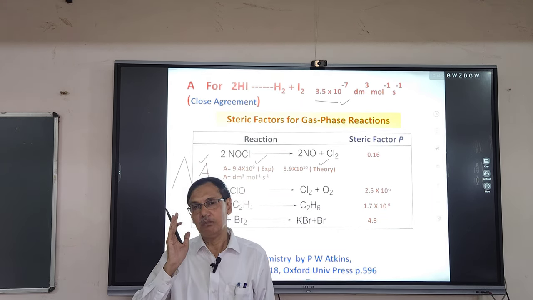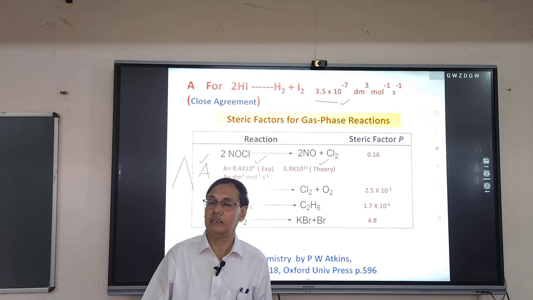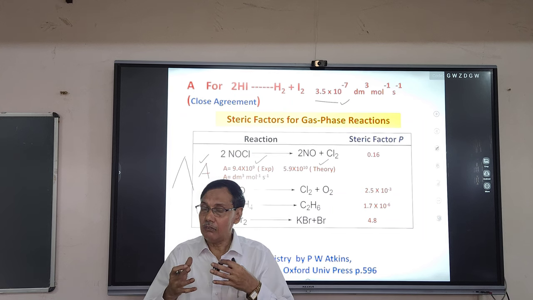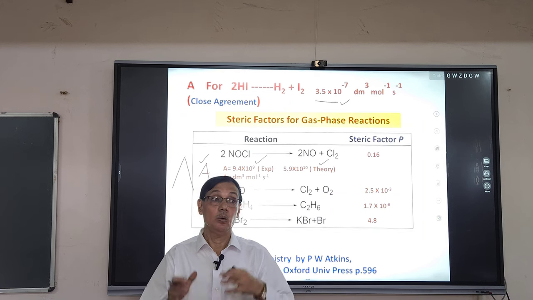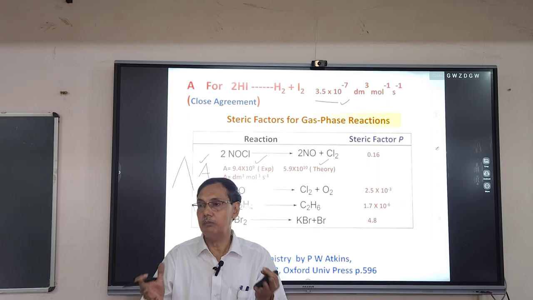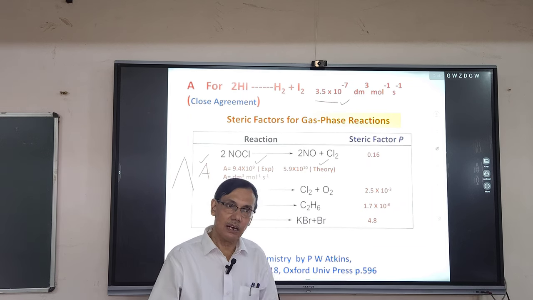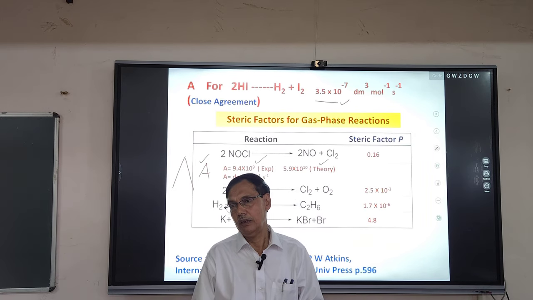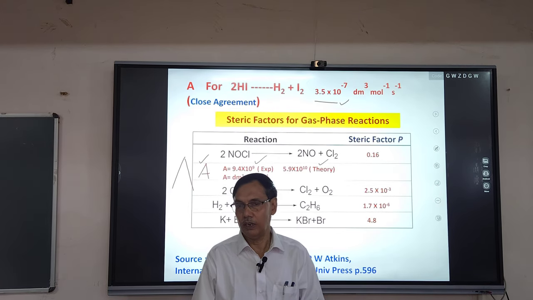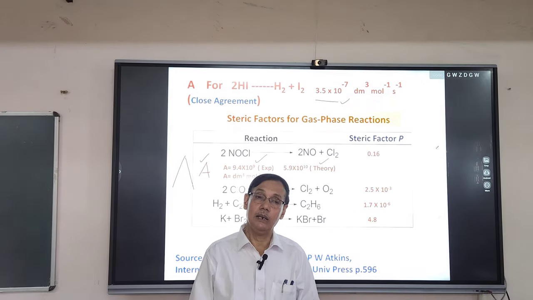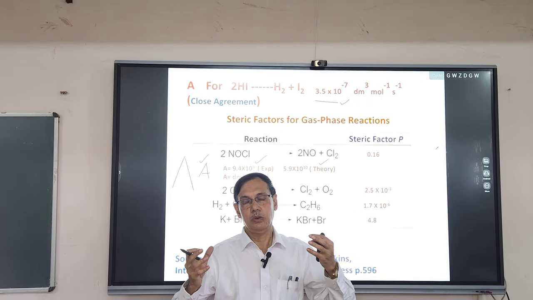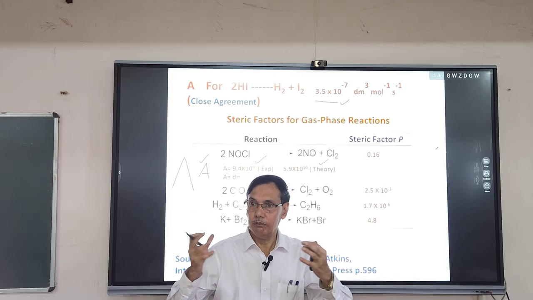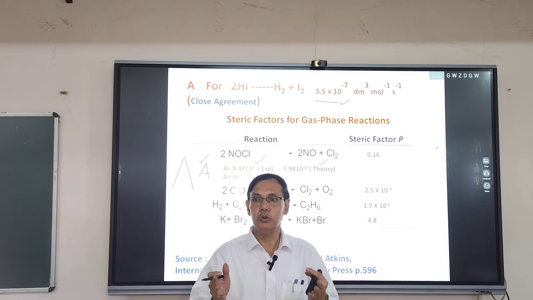That means there must be some other factors rather than the collisions, and that factor is orientation, proper orientation and the probability. So in my next class, I will discuss the modified collision theory, where we will introduce the steric factor and of course the collision theory for different molecules, suppose A and B, where we have to consider the reduced mass.